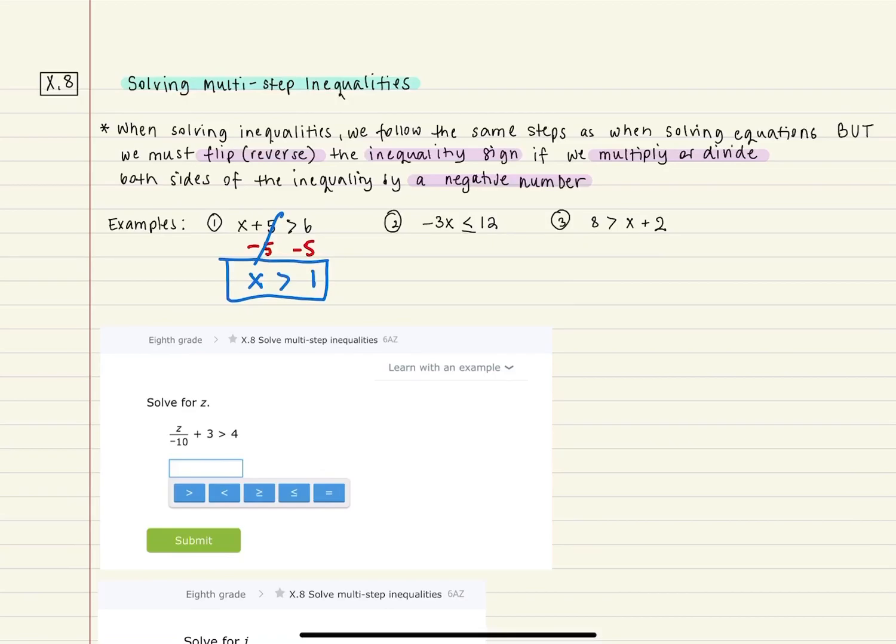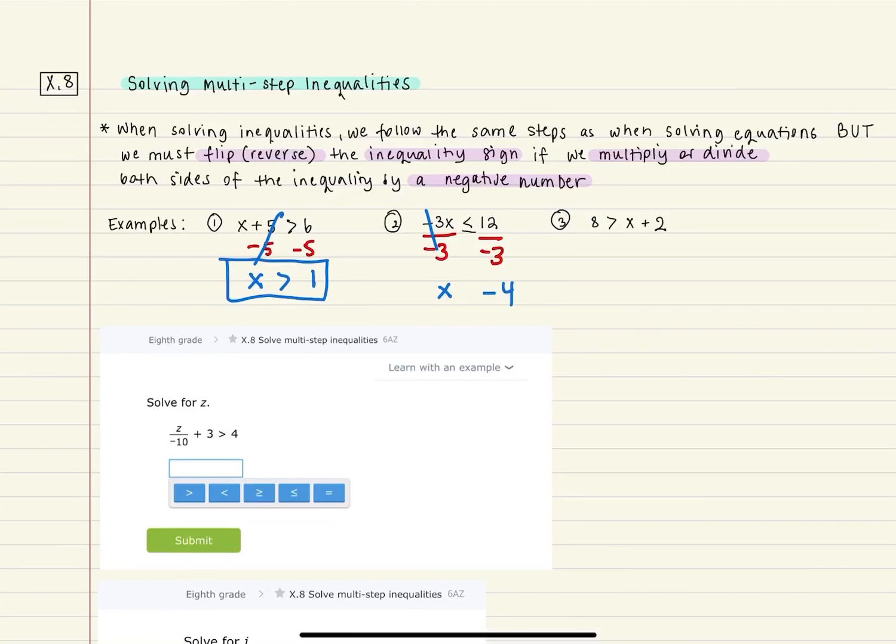In the second example, we have negative 3x is less than or equal to 12. We have to divide both sides by this negative 3 because we want to get x alone. Since the opposite of multiplication is division, we're going to divide. The two negative 3s will cancel because that's just equal to 1. So we're left with x. 12 divided by negative 3 is negative 4.